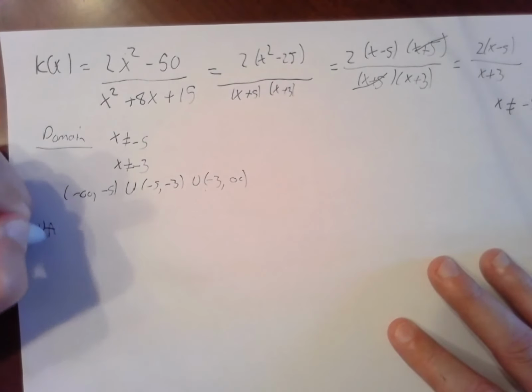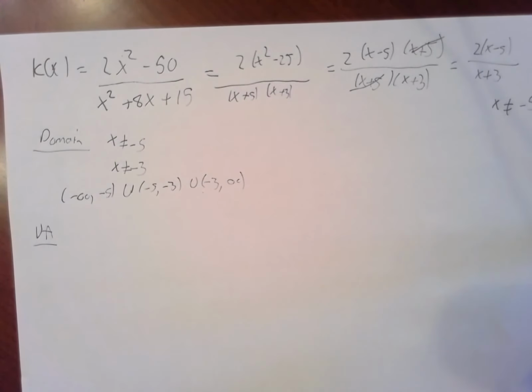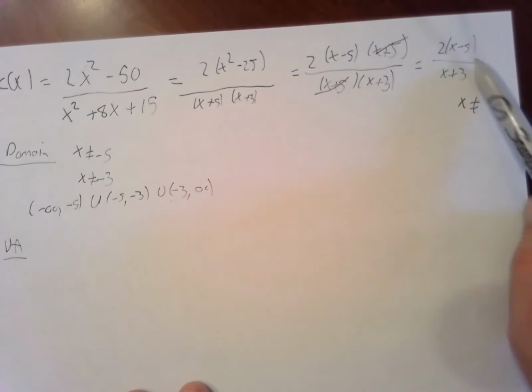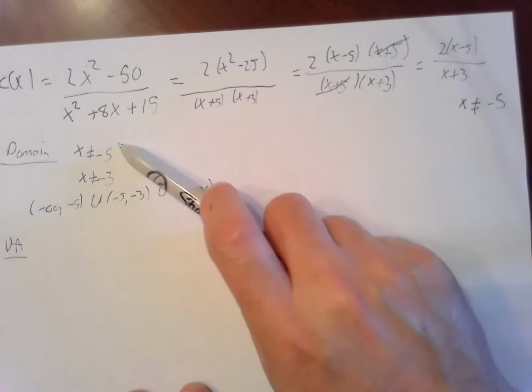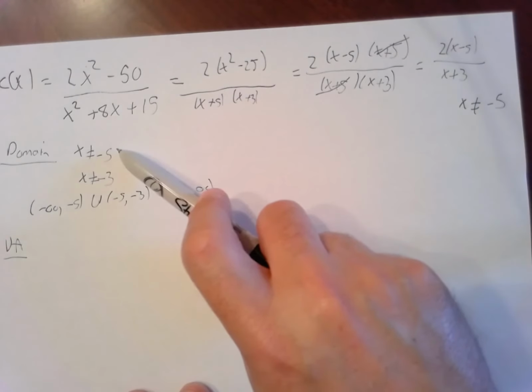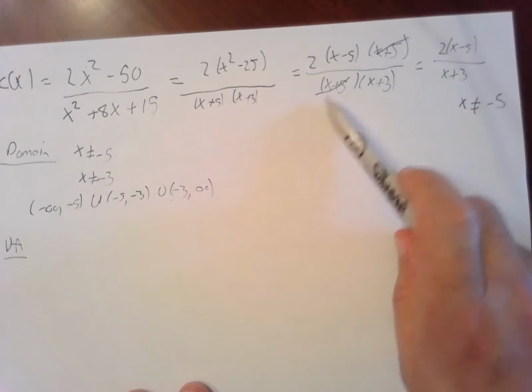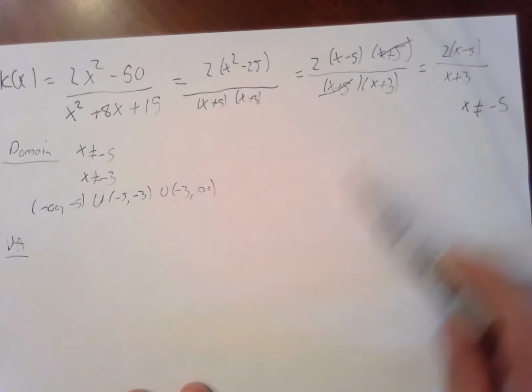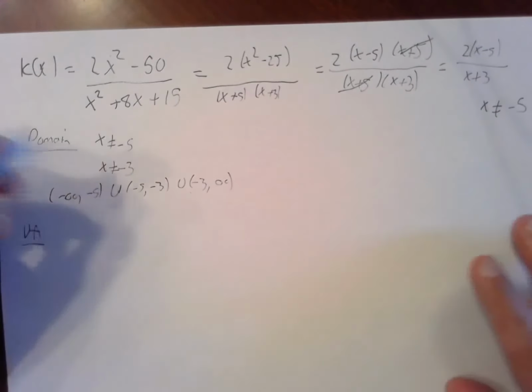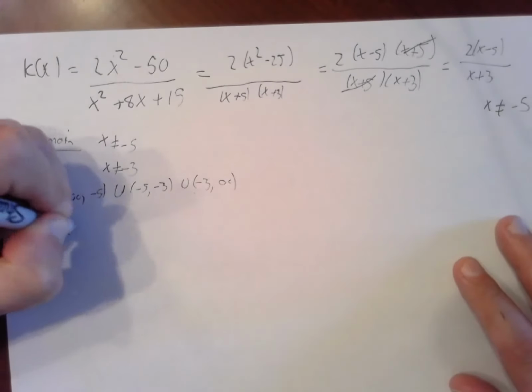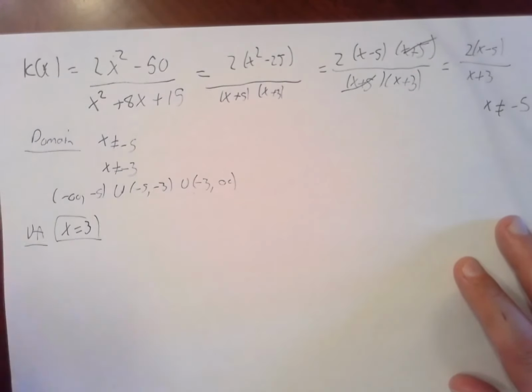Find a vertical asymptotes. We do that by setting the bottom equal to 0, but only in the reduced version. So I had two bad guys. That guy's not a vertical asymptote. He's just going to be a hole because he canceled out top and bottom. It's this guy that's left over that's a vertical asymptote. So the only vertical asymptote I have is x equals 3.